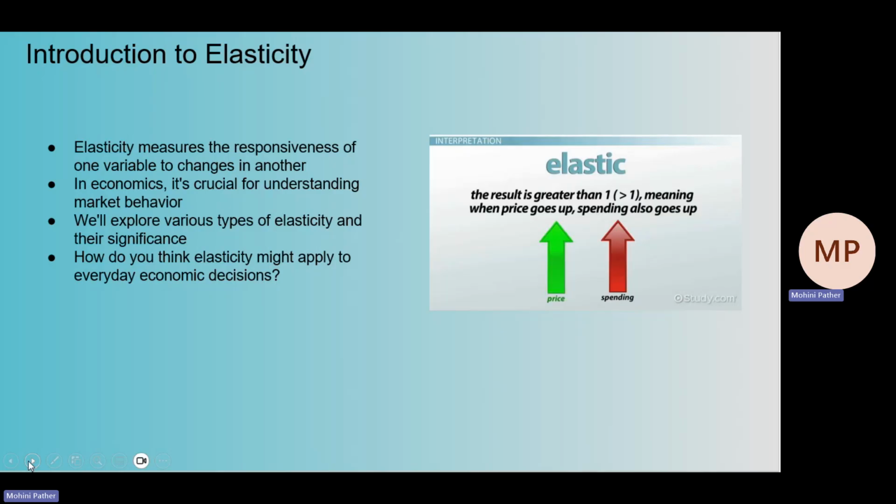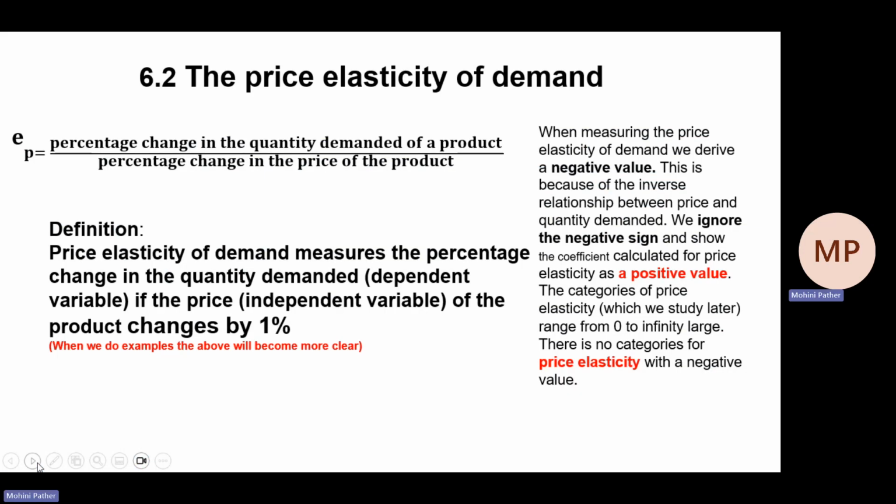So we're going to explore these different types of elasticity and how they impact your everyday economic decisions. So here is the formula, because of course there is always math in economics. So despite being a social science, it's still very important that people are at the forefront of every economics decision and every economic choice.